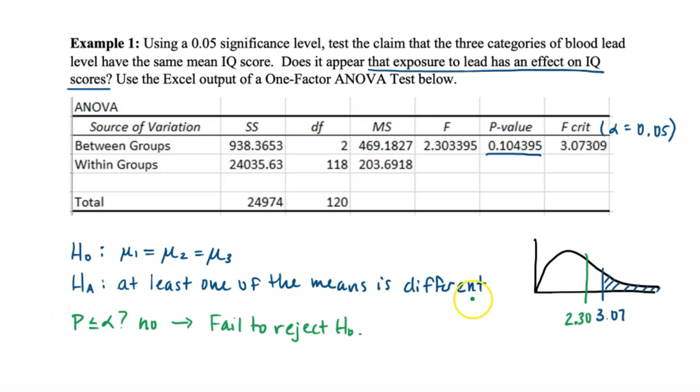And so with my alternative hypothesis being the claim, remembering that I want to restate my final answer in terms of this claim, if I'm failing to reject the null hypothesis, then there is not sufficient evidence to support the claim. And then I'm going to restate the claim that exposure to lead has an effect on IQ scores.